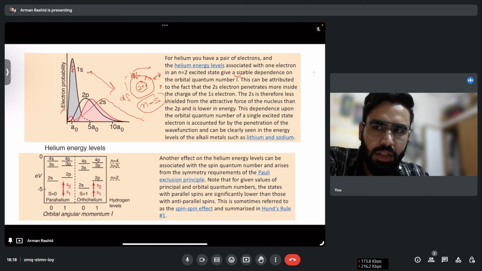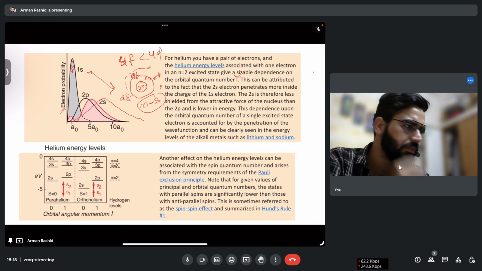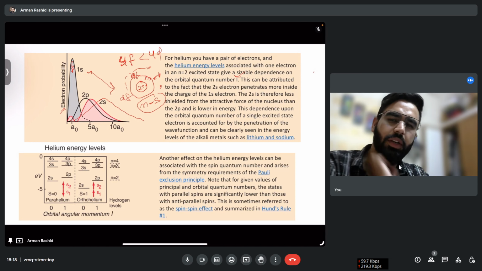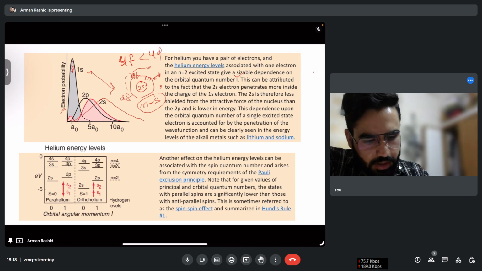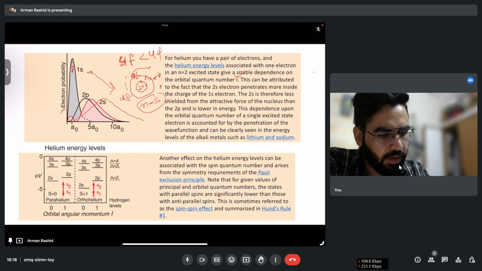In there you will see that 4f has less energy as compared to that of the 4d. Otherwise it should be the other way around. Okay, sorry, 5f has less energy as compared to that of the 4d. This is how it works. So this is what I have written here.